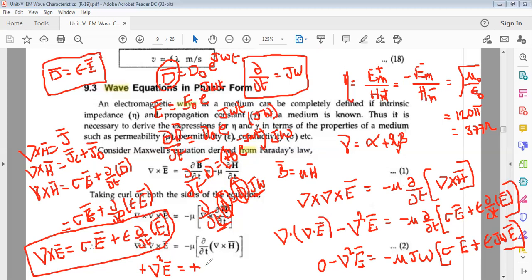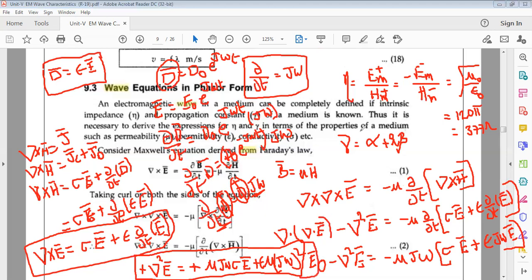Multiply with μ into jω inside: μjωσĒ plus, with j square, ε into μ (jω) whole square into Ē. After simplifying, we got this equation: del square Ē is equal to μ jω σ Ē plus ε μ (jω) whole square Ē. Here also Ē is there.